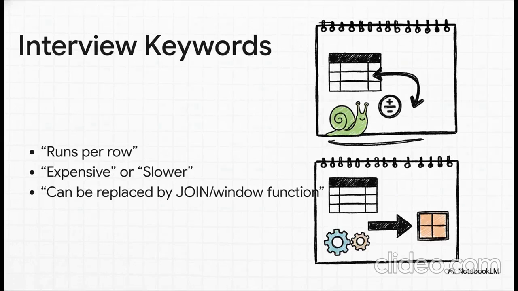And that brings us directly to your interview keywords. You absolutely have to mention that it runs per row. This is what makes it so powerful, but it's also what makes it potentially expensive or slow, especially on big data sets. And here's the pro tip, what a senior would say. Mention that its logic can often be rewritten way more efficiently using a join or a window function.